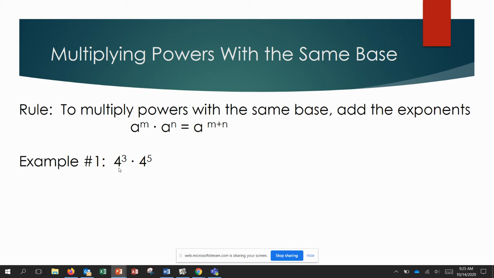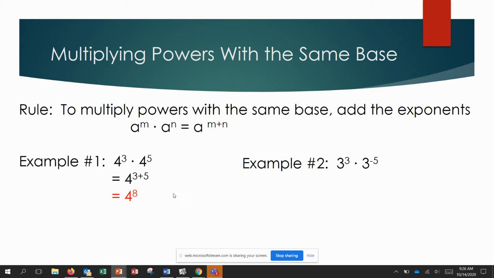So our first example, 4 cubed times 4 to the 5th. We're multiplying with the same base, so that means we're adding the exponents. 4 stays the same. Add the exponents: 3 plus 5 is 4 to the 8th. Now, we do need to simplify this all the way. So you do need to calculate 4 to the 8th, which is going to be some large number. It should be 65,536. You do need to simplify that all the way.